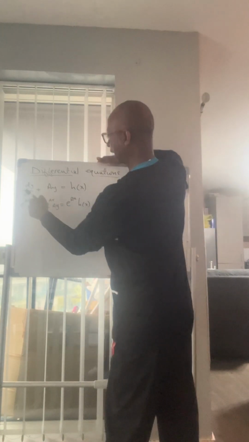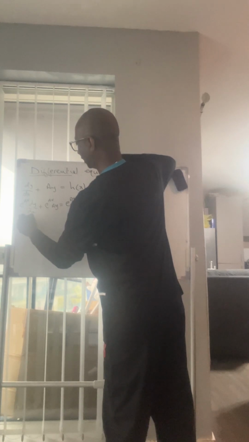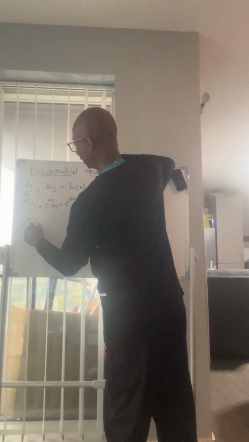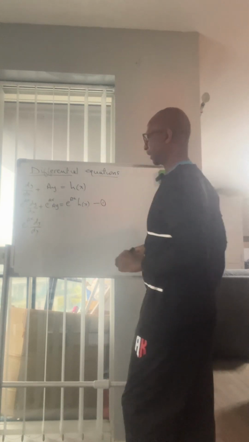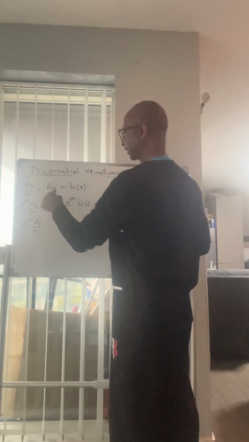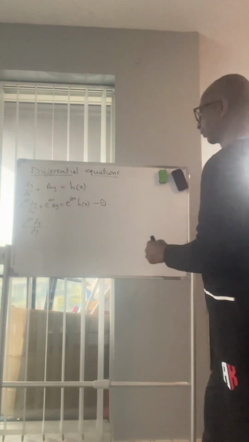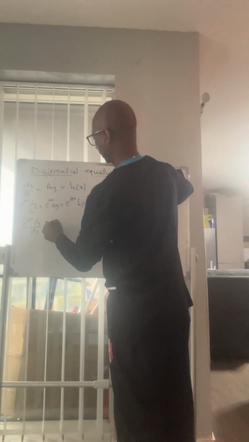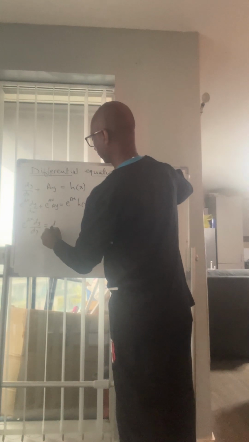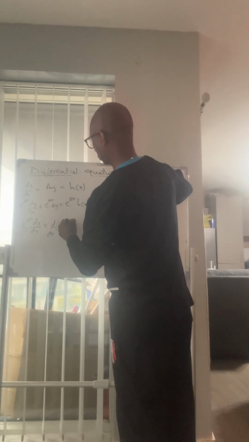If we have e raised to the ax dy/dx, this is equation 1. Let's stop there first. We are now looking at this differential equation. This is the same as d/dx of e raised to the ax times y.